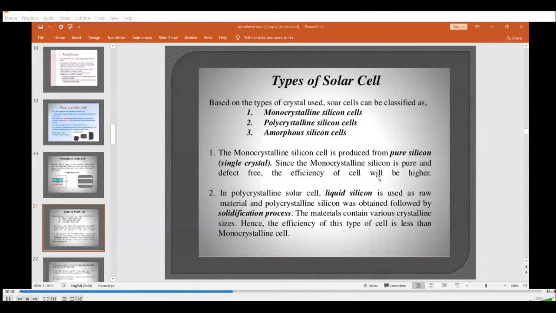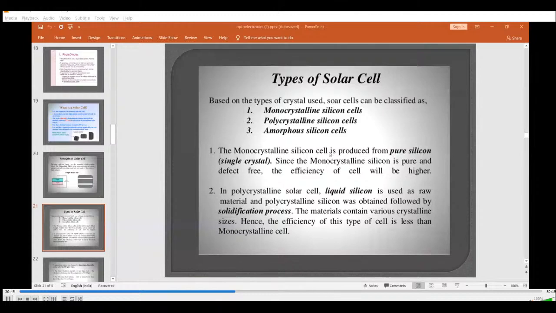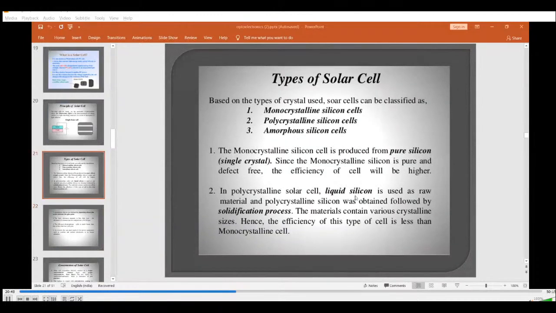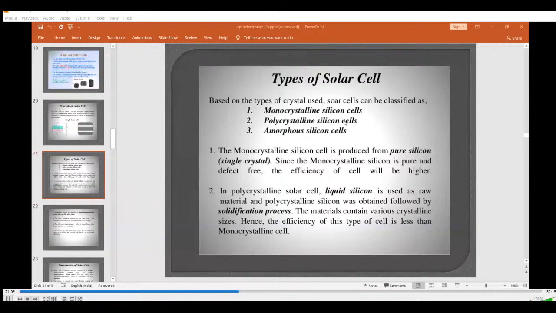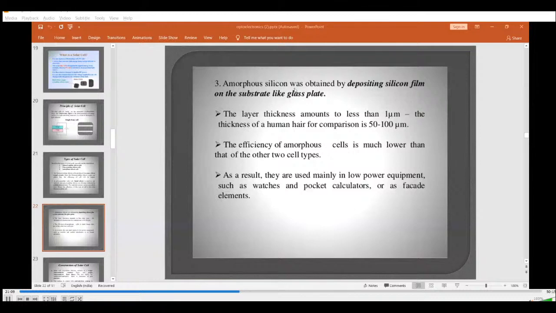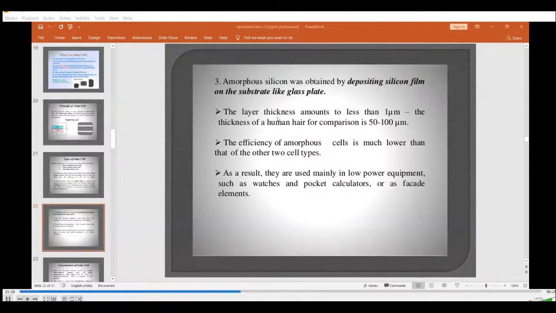So how many types of solar cells are existing? There are so many. That is monocrystalline, polycrystalline, and amorphous. Monocrystalline, the word mono is explaining that it is a single. It is produced from pure silicon. Polycrystalline means we can use different, like liquid silicons, or we can say a combination of different crystals. The other one is like a substrate or glass plate, where we are using the amorphous silicon. Generally in all these practical applications, we will be using the substrate or glass plate, that is nothing but amorphous silicon. The dimensions of this are also mentioned over here.